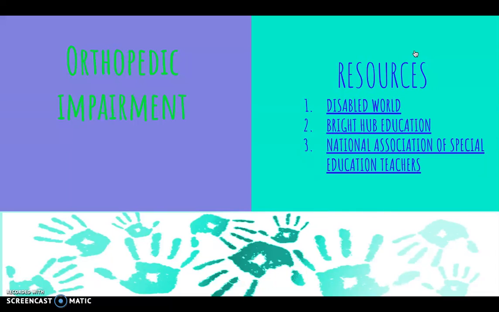The next category is orthopedic impairment. Orthopedic impairment means a severe orthopedic impairment that does negatively affect a child's educational performance. It can include any of the following: a congenital anomaly, such as a club foot or the absence of a limb. It can include diseases, such as polio. It can include other causes like cerebral palsy or amputation, or fractures or burns that cause contractures.